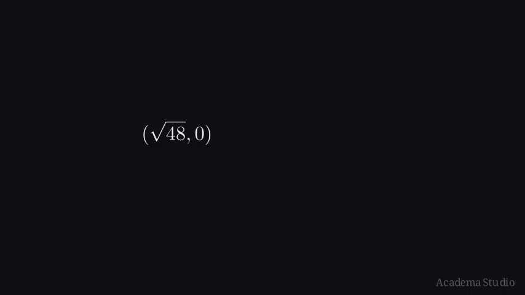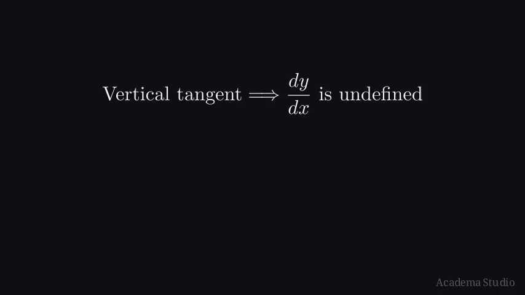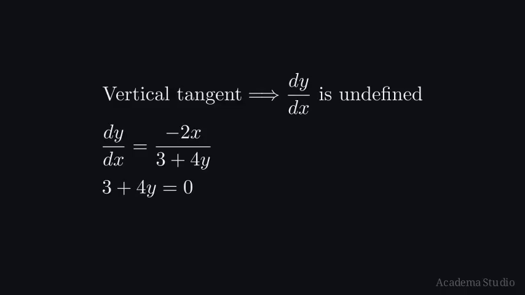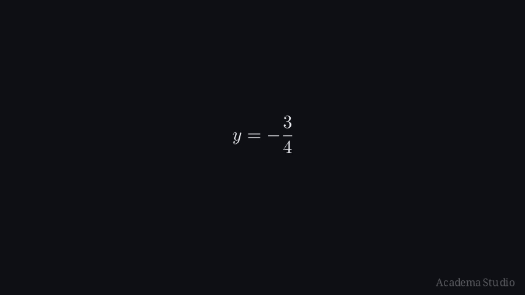The square root of 48, 0. Is the tangent line vertical? Vertical tangent implies the derivative of y with respect to x is undefined. The derivative of y with respect to x equals negative 2x over 3 plus 4y. 3 plus 4y equals 0. Therefore, y equals negative 3 over 4. y equals 0. 3 plus 4y equals 3 plus 4(0). So this simplifies to 3. 3 is not equal to 0.